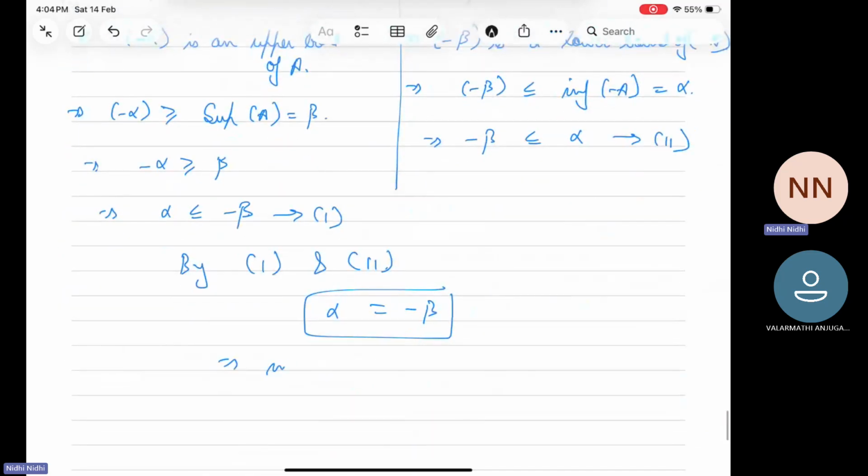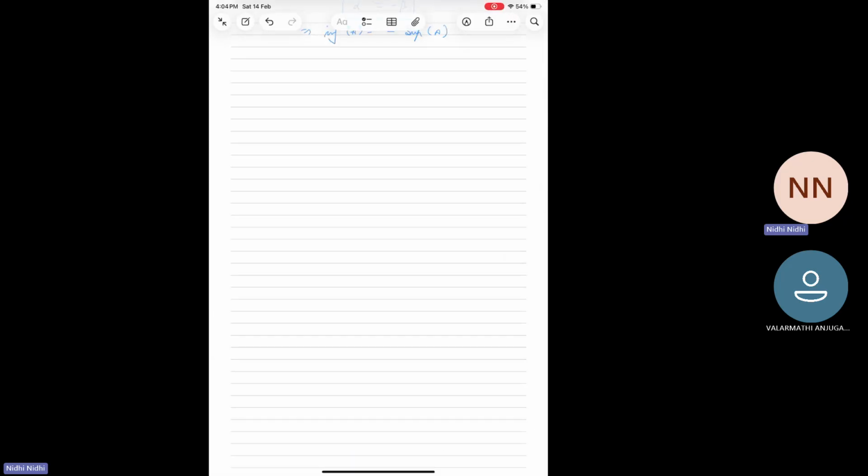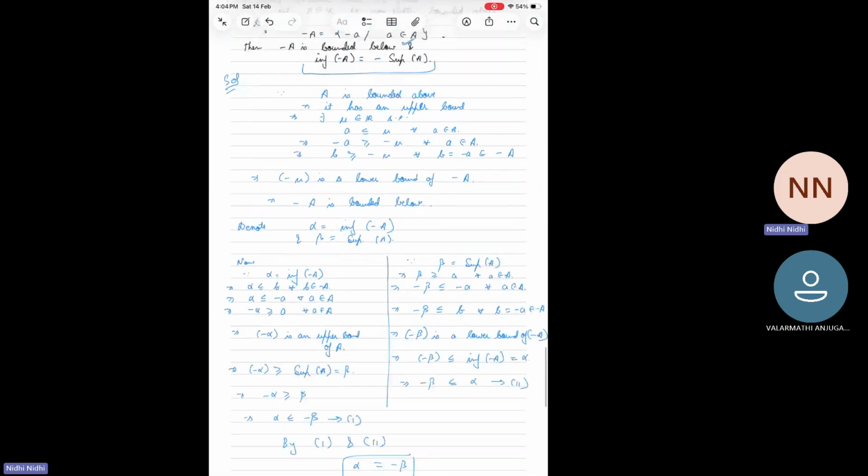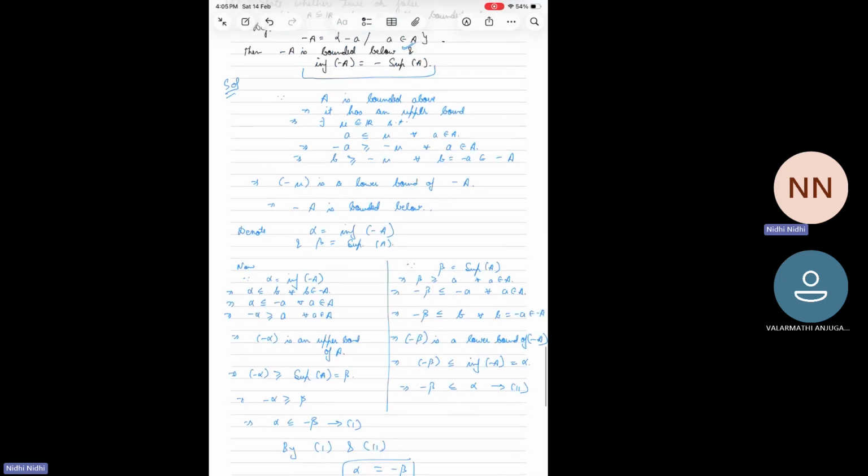That means the infimum of A is equal to minus the supremum of minus A. I hope this proof is fine. Just go through this once again, and if you have any doubt at any point, please let me know. So therefore, the given statement is true.